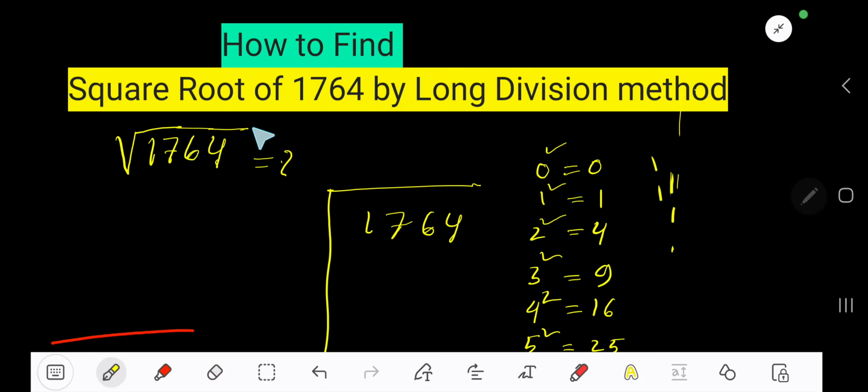How to find the square root of 1764 by long division method. Make pairs from right-hand side to left-hand side. So this is your first pair, this is your second pair.